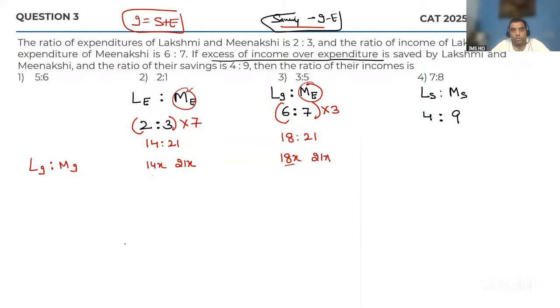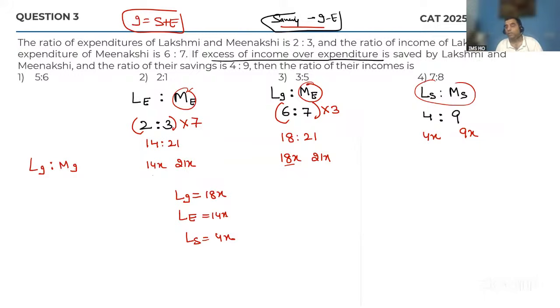So just observe it carefully. Can I say Lakshmi's income is 18x, while Lakshmi's expenditure is 14x? So I know the income, I know the expenditure, means I know what is the saving, and the saving is equal to 4x. Because it is given that the ratio of the saving is 4:9 for Lakshmi and Meenakshi, and I know Lakshmi's saving is equal to 4x, so by default, Meenakshi's saving is going to be 9x, because the ratio has to be this.